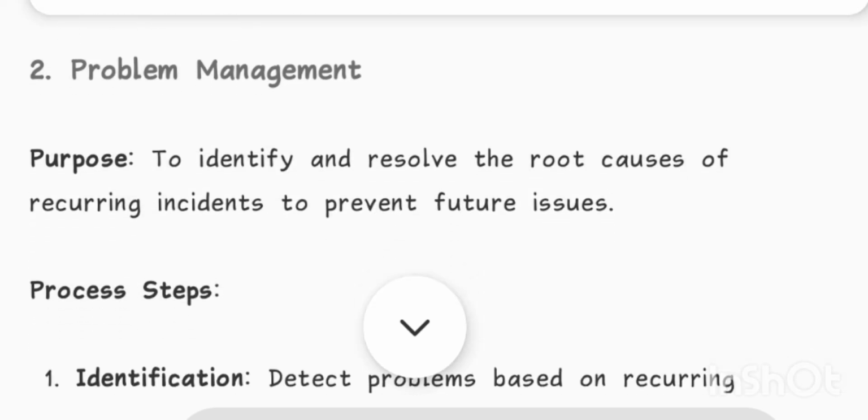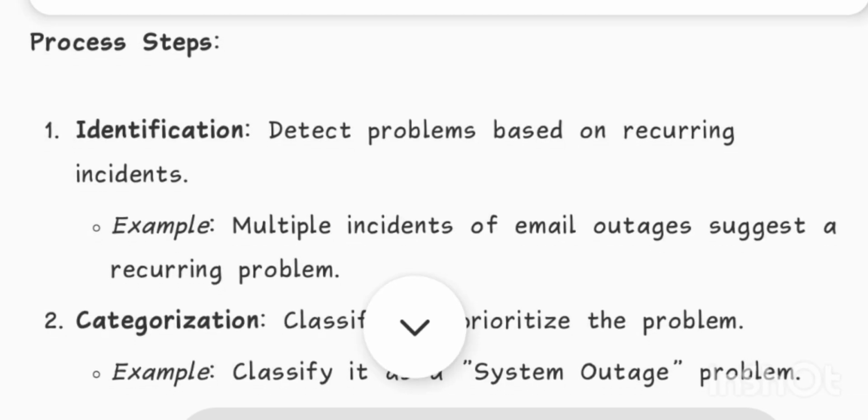2. Problem management. Purpose: to identify and resolve the root causes of recurring incidents to prevent future issues. Process steps. 1. Identification: detect problems based on recurring incidents. Example: multiple incidents of email outages suggest a recurring problem.